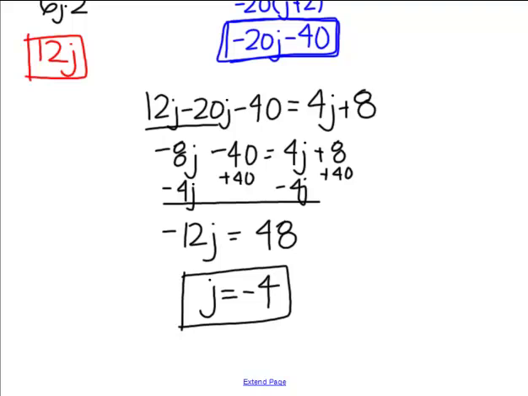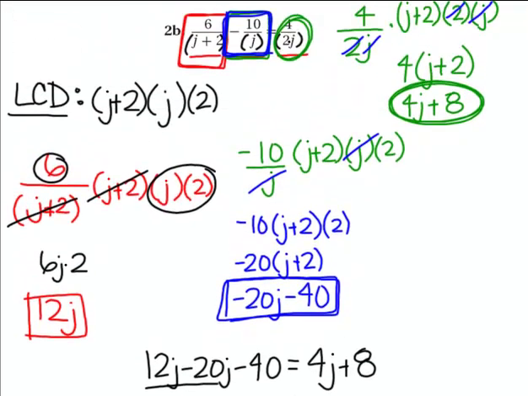And just like all the other solving ones, you can take that negative 4, plug it back into your original equation for j, and you should be able to check it and get the correct answer. So, super confusing. Let's do one more.